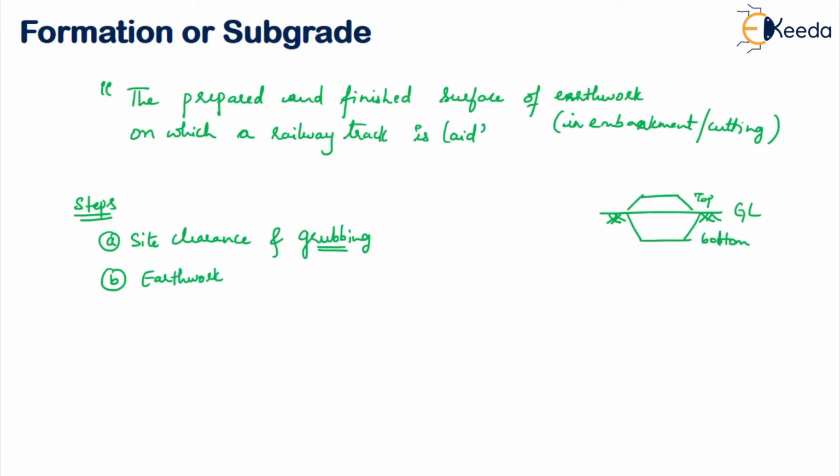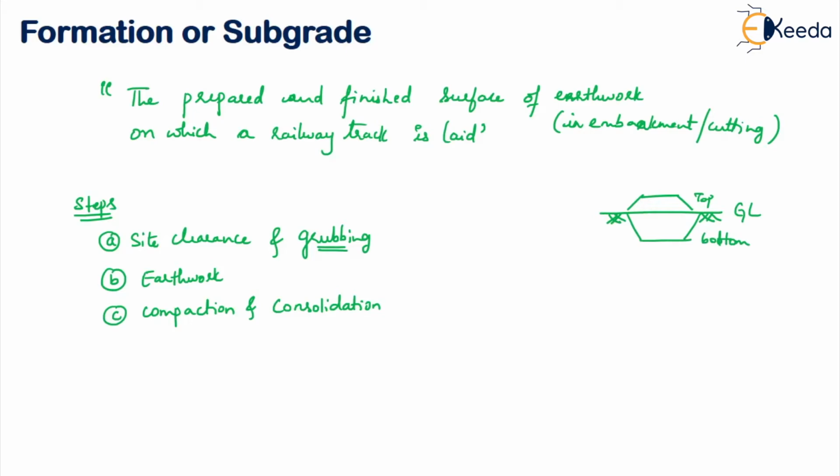Okay, so earthwork done is, suppose you go for embankment, you have to fill in the earthwork. Suppose you're going for cutting, you have to remove the earthwork. Suppose you're going for ground level, you have to just level it and keep. That is the step of the earthwork. Then after that, you have to do the compaction and consolidation. Without this, you cannot proceed further. So once you do all this, your formation or the subgrade is prepared.